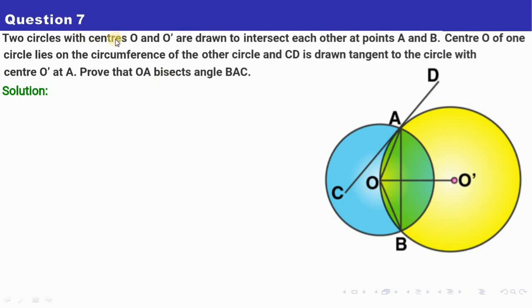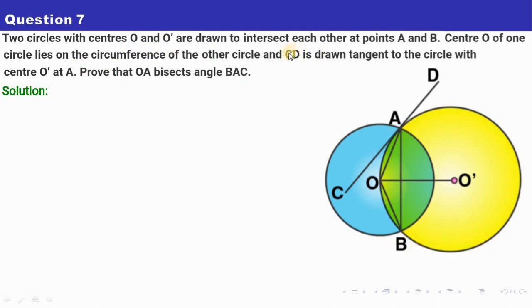So two circles with center O and O dash. This blue circle has center O, and this bigger one, that is the yellow circle, has center O dash. They intersect each other at points A and B. So A and B are the points of intersection of the blue circle and yellow circle. Now, center O of one of the circles lies on the circumference of the other circle. Now see, O is lying on the circumference of this circle, isn't it?